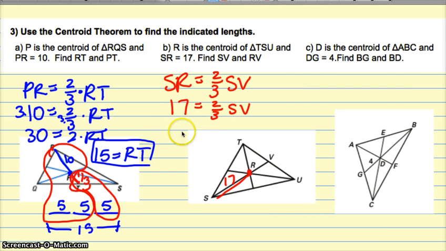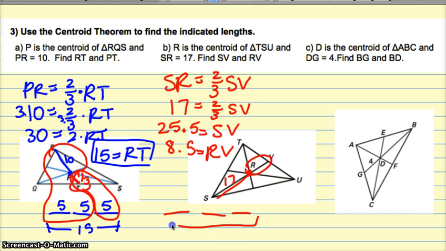So if SR is 17, then 2/3 of 17, may need to grab your calculator. I ended up with SV equaling 25.5. So meaning this leftover distance of RV is 8.5. And again, if you think about this whole length, if you were to split something that is 25.5 into 3 pieces, grab your calculator, divide it by 3, you're going to figure out that in 3 equal pieces, they're 8.5. So 2 of those thirds is that longer piece, 1 of those thirds is the shorter piece.